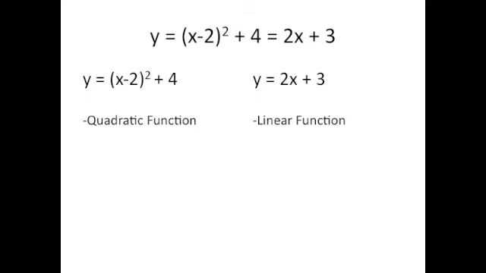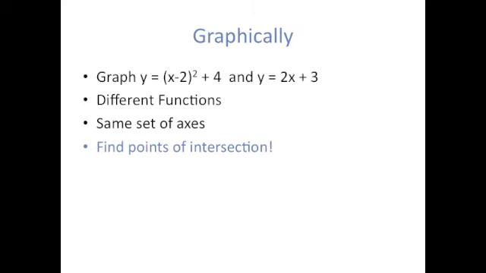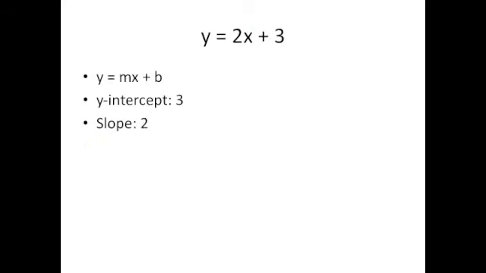There are two different ways you can solve for a system of equations, algebraically and graphically. When solving graphically, you just graph the two equations as separate functions but on the same set of axes, and find the points where they intersect. For this equation, we will be graphing y equals 2x plus 3 and y equals (x minus 2) squared plus 4. Let's start with the easiest one, y equals 2x plus 3.